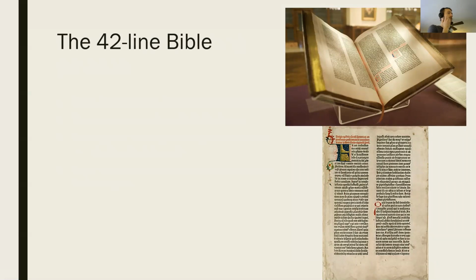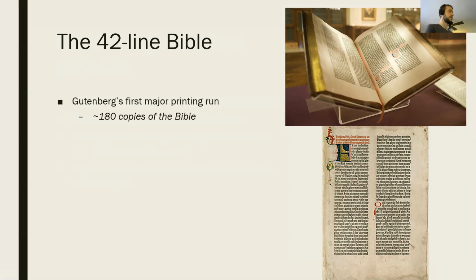So as I mentioned, one of Gutenberg's key motivations and key developments was the mass production of a Bible called the 42-line Bible. This was his first major printing run. He made about 180 copies of the Bible, which might seem very small, especially by modern standards, but consider that just producing one copy of the Bible took about a year for scribes previously. So this was a massive advancement compared to the previous technology.